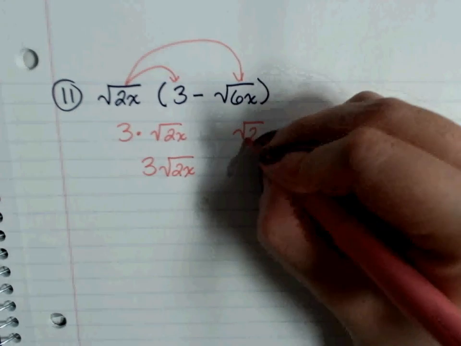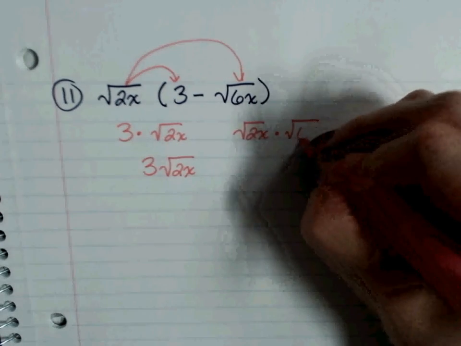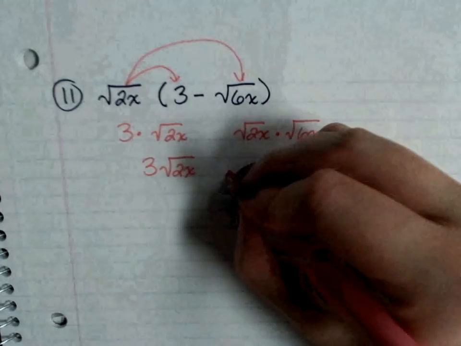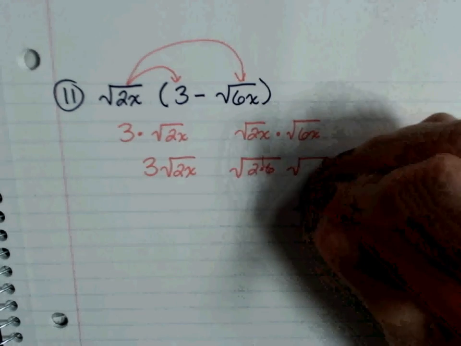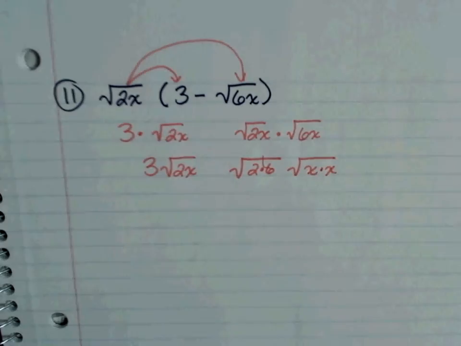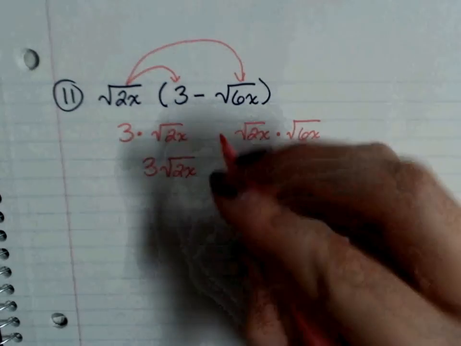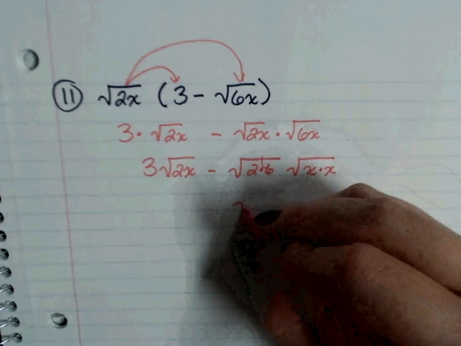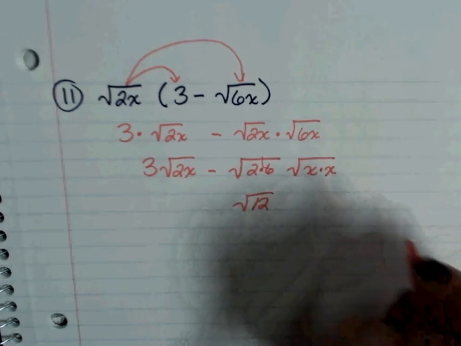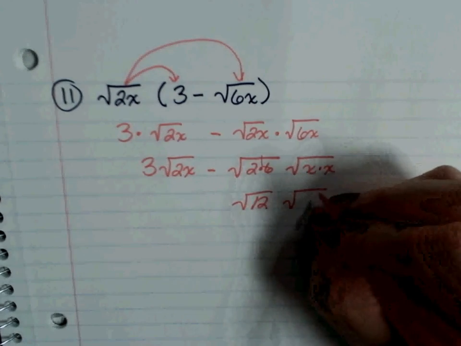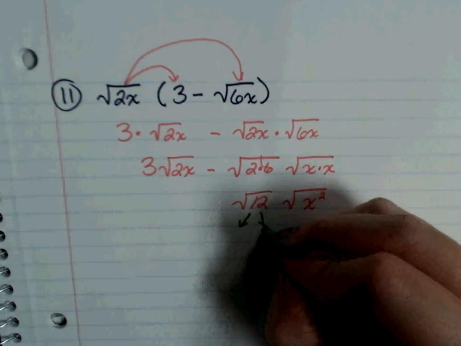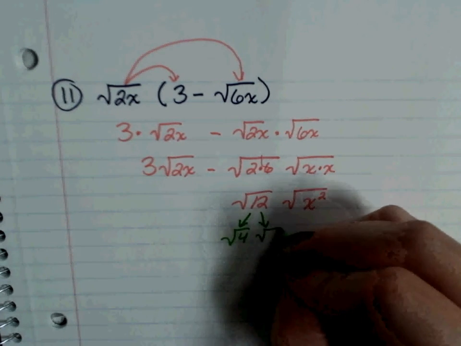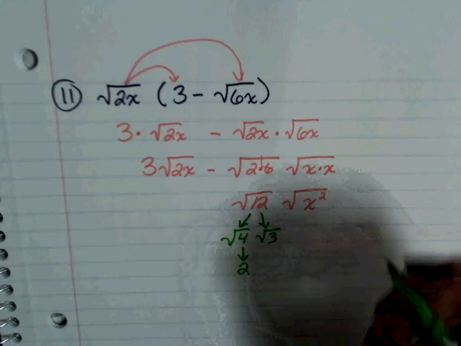Well, then we're going to go ahead and multiply the square root of 2x times the square root of 6x, which means we're really just multiplying 2 times 6 and x times x. Well, what's 2 times 6? 12. So we have square root of 12. And then what's the x times x? X to the second, or x squared. So we have square root of x squared. 12 can be factored, can it? Yeah. What are the factors of 12? 4 and 3.